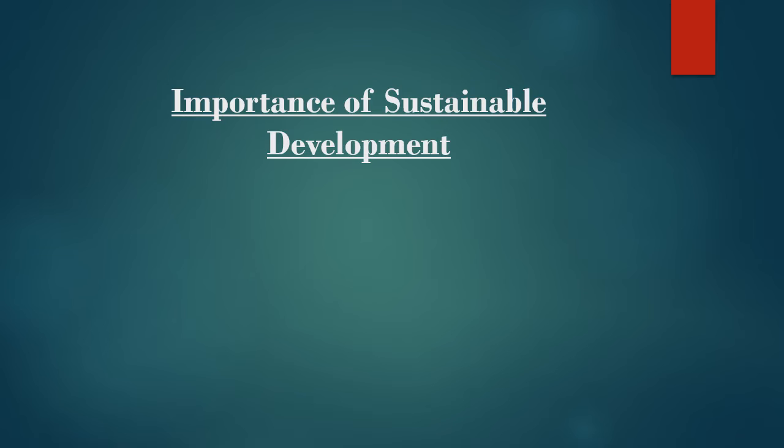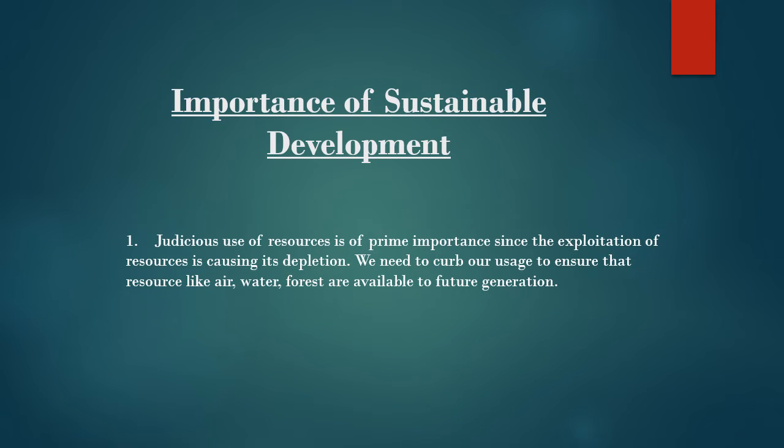The next topic is the importance of sustainable development. Judicious use of resources is of prime importance in sustainable development. Now, what does judicious use of resources mean? It means there should be an administrative body that does planning, surveying, mapping and qualitative and quantitative estimation of resources. Simply, we can say judicious use of resources is known as resource planning. We need to curb our use to ensure that resources like air, water and forests are available to future generations.